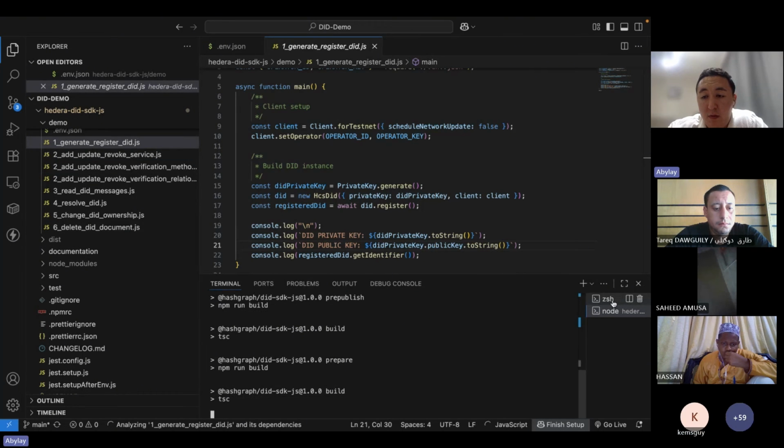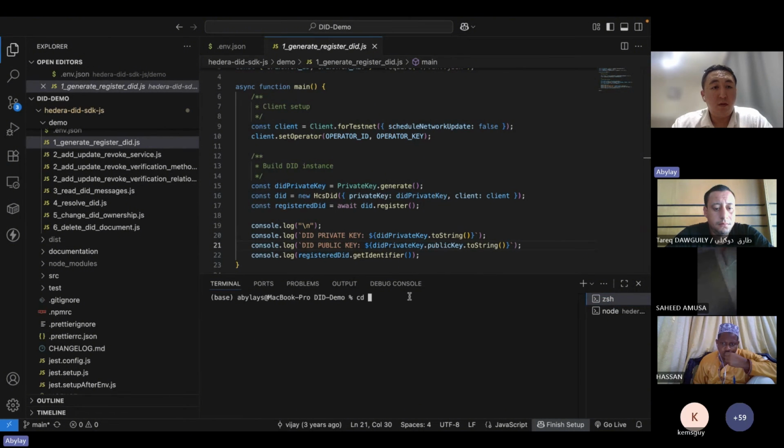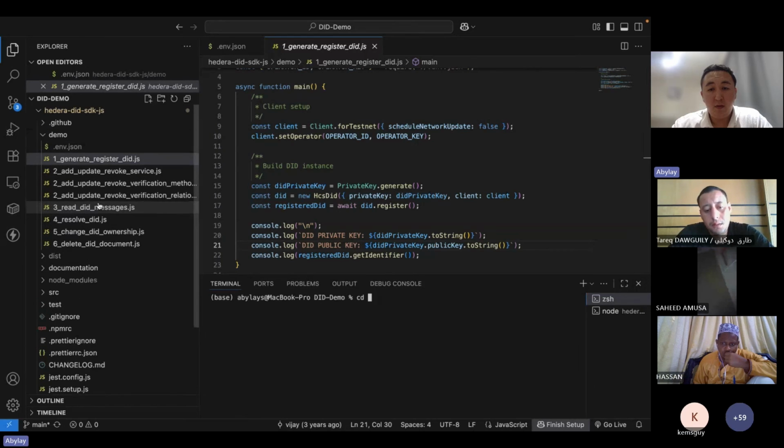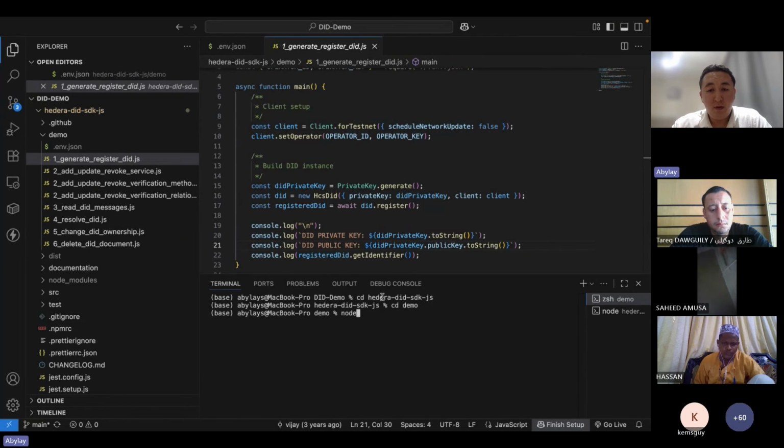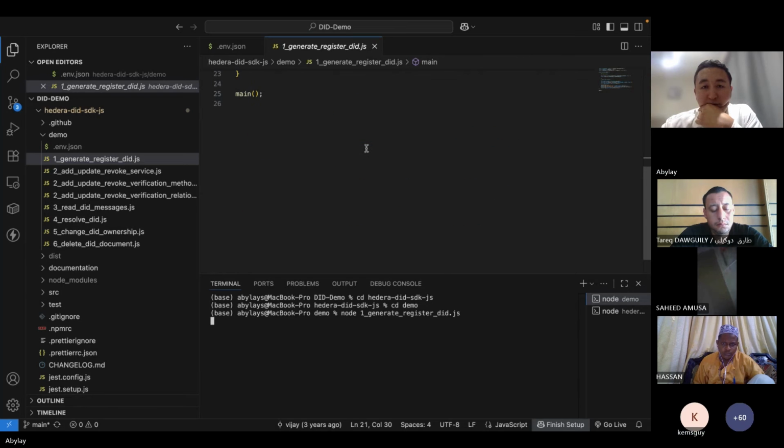Let me, one second. Let me just log into the Hedera SDK so we can finally create this decentralized identifier. So go to the demo folder, and it's JavaScript. So we just run this script. Maybe it should work. Hopefully. Okay, let's see.